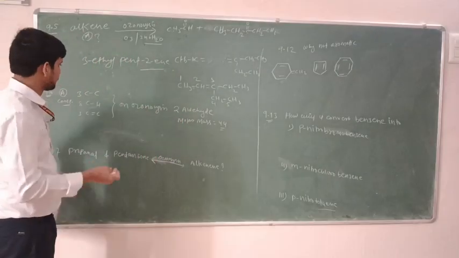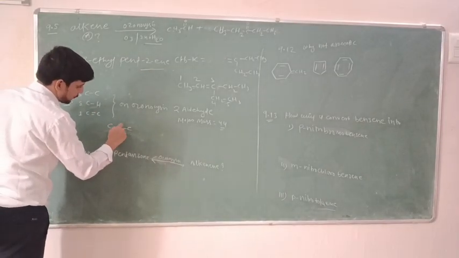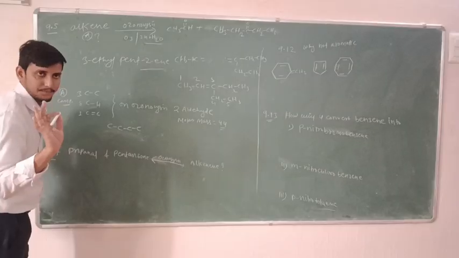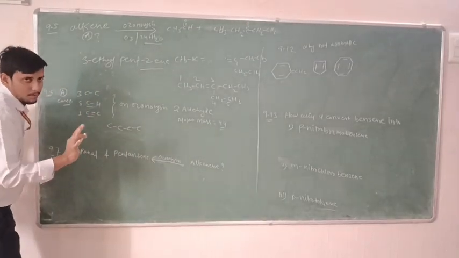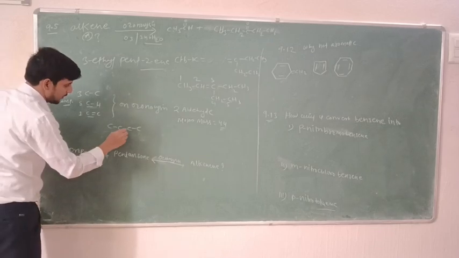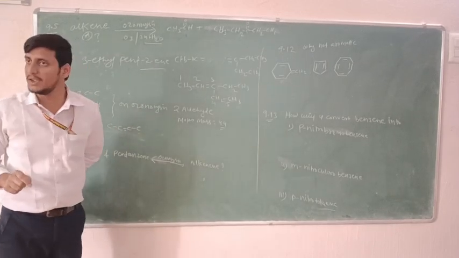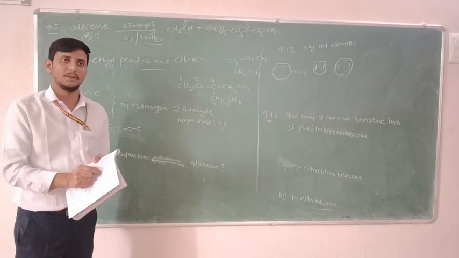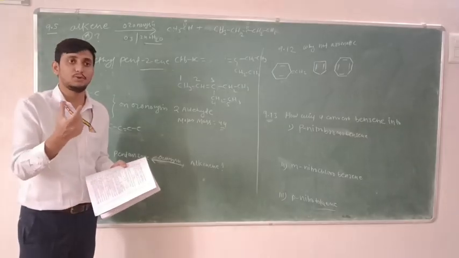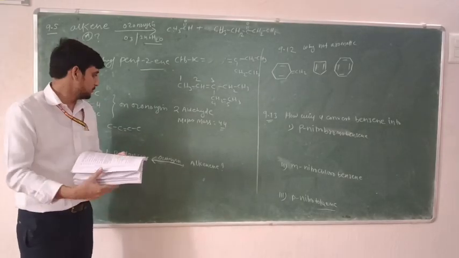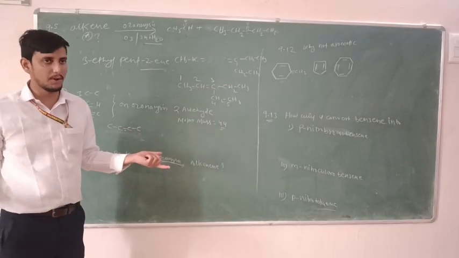Now let me check. There are 3 carbon-carbon single bonds, 1, 2, 3, and one carbon-carbon double bond. And he said 2 moles of aldehyde, which means it is a symmetric aldehyde. Because he said 2 moles, it is possible only if there is the same number of carbons on both sides of the double bond.